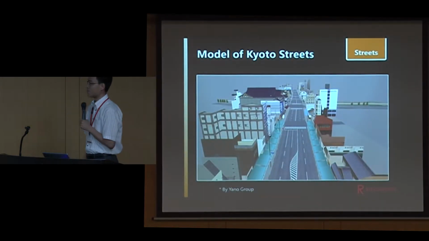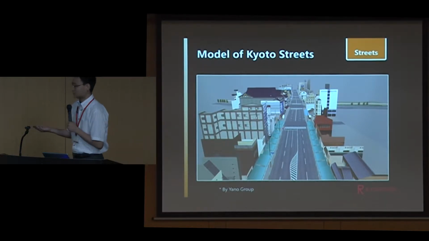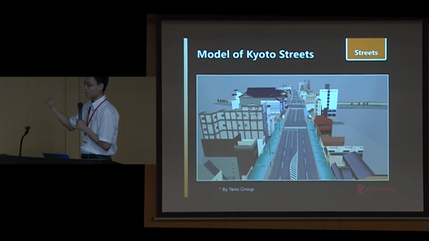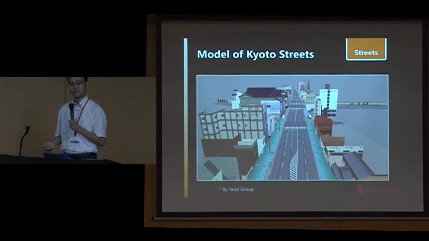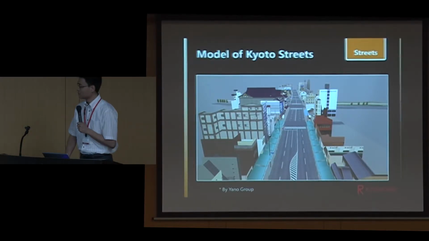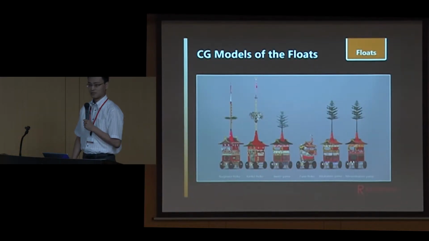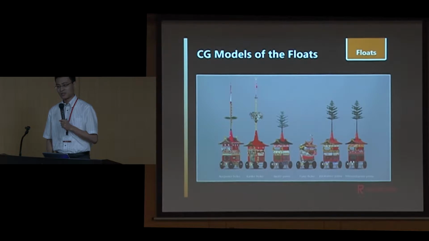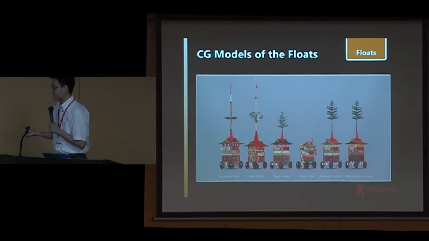So this is a model of Kyoto streets. This is part of virtual Kyoto by Yano Sensei's group. This is one part of Shijo Street. This is one famous street in Kyoto, and the Yamahoko Parade will take place on this street. And floats. Currently, during the Yamahoko Parade, there are 33 floats. But in the current step, we only made CG of 6 very famous floats.